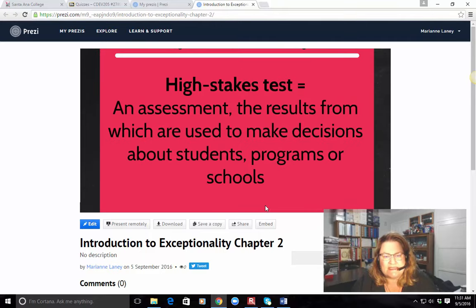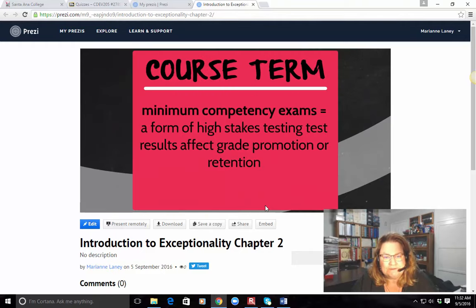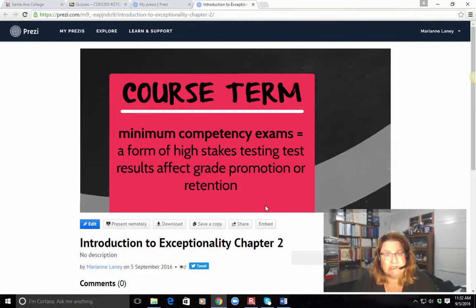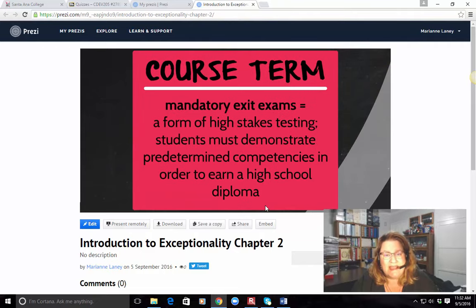High stakes just means that it's going to actually change some programming for the school district or state, meaning if they're really blowing it, then we're going to need some really hardcore interventions, okay? Minimum competency exams, basically, did you pass the 3rd grade? We'll see, right? And mandatory exit exams.